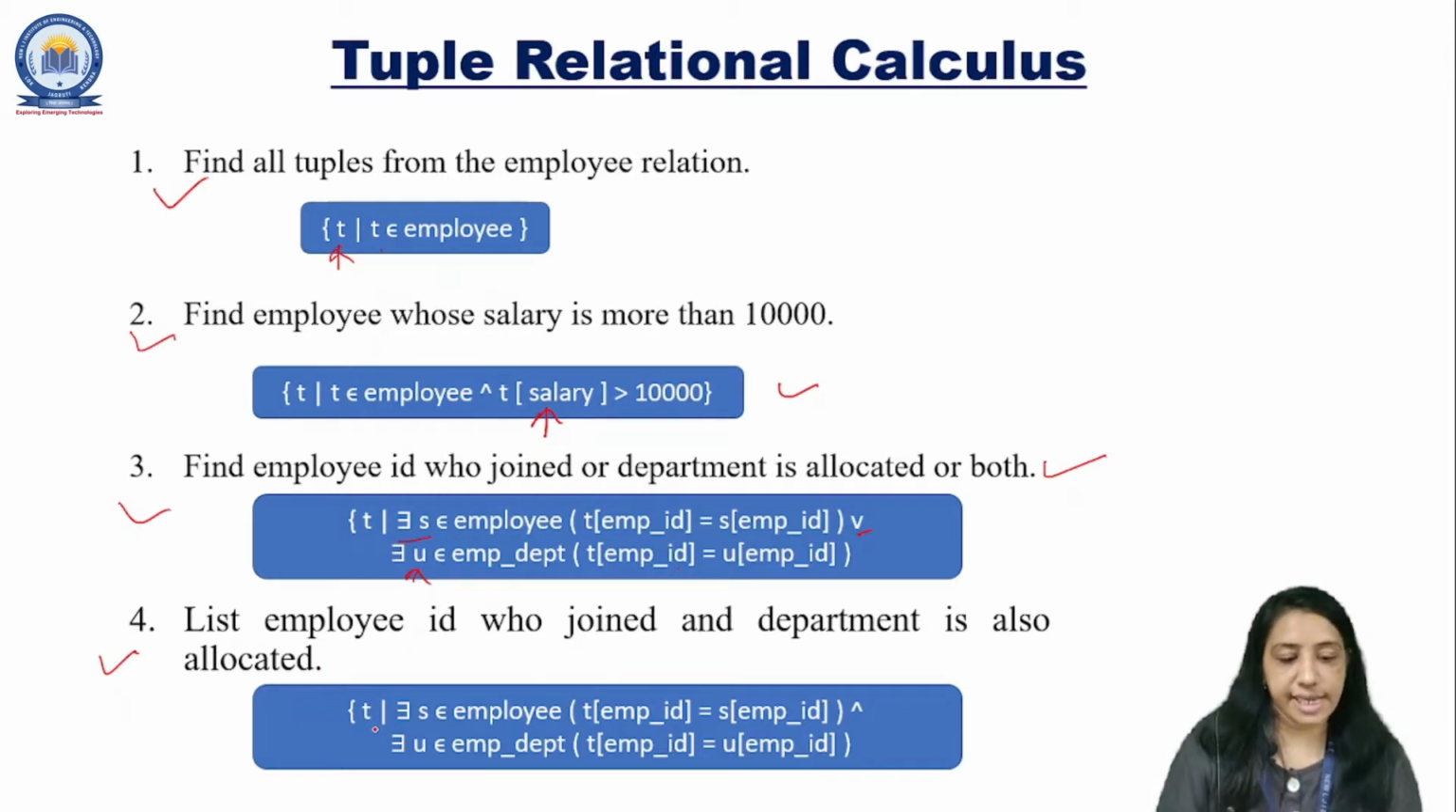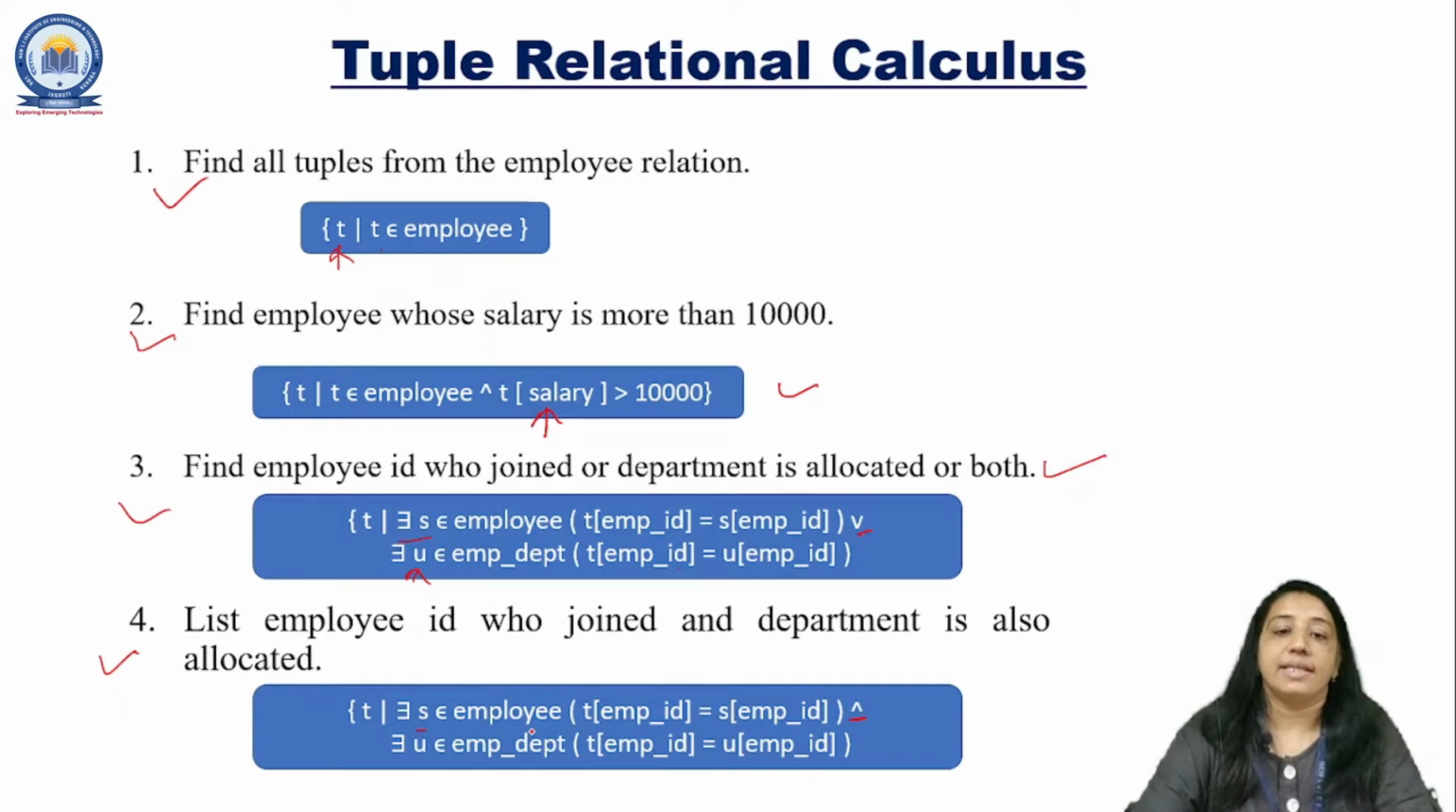So {T | there exists S in employee where T[employee ID] = S[employee ID] and there exists U in employee_department where T[employee ID] = U[employee ID]}. Here we have used AND, where before we used OR. This means both conditions should be true. Then we will get the employees who have joined and for whom a department is also allocated, so they will be in both relations, employee and employee_department.